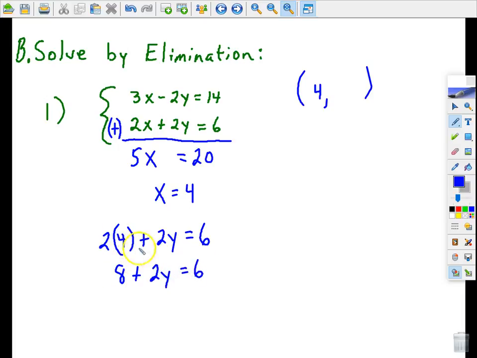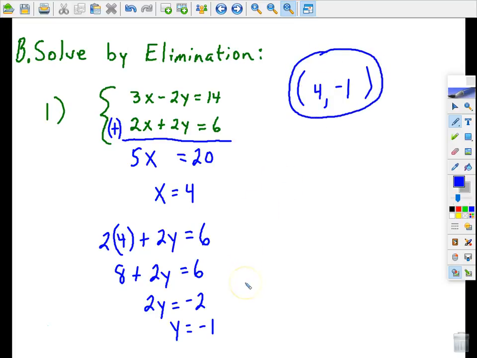All right, just multiplied 2 times 4. I'm going to subtract 8 from both sides. 6 minus 8 is negative 2. So we got the y value, which is negative 1. All right, and so that ends up being my solution.